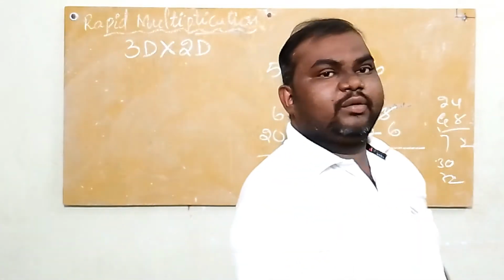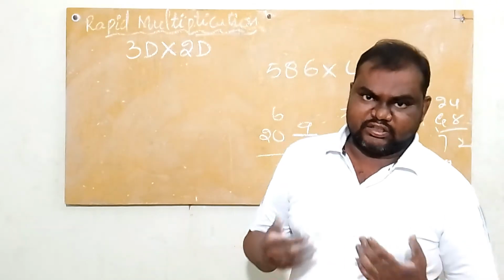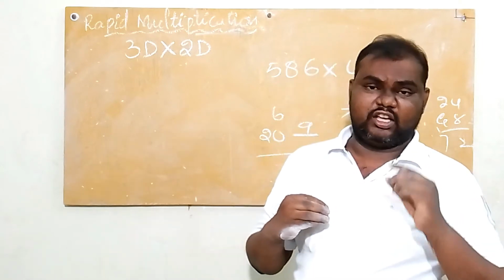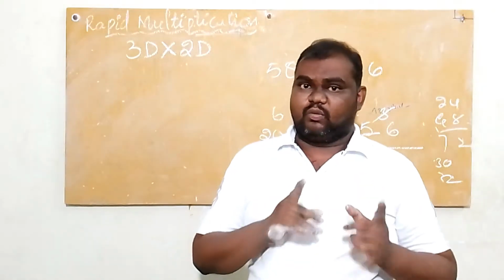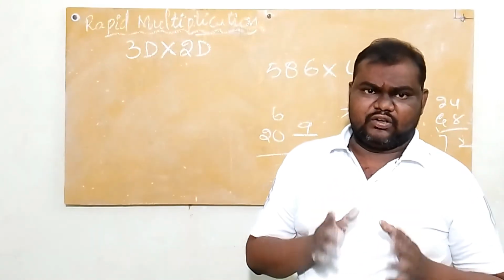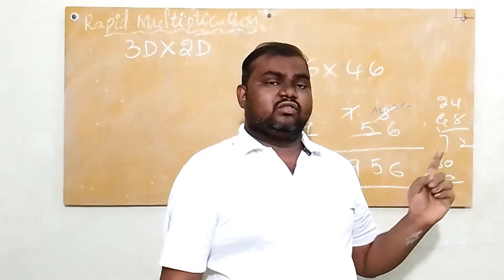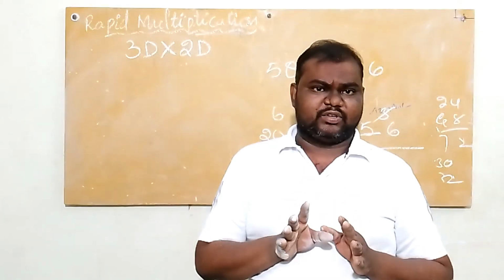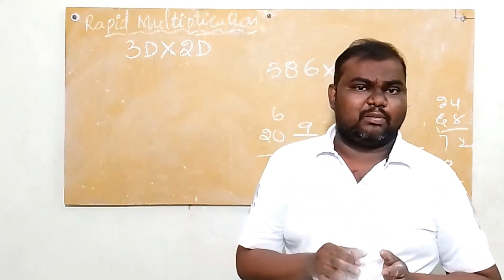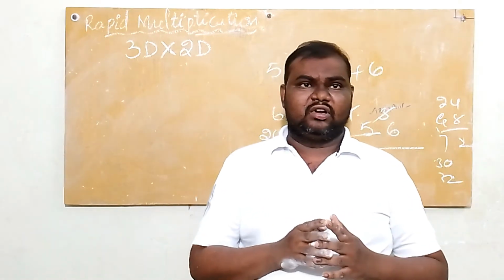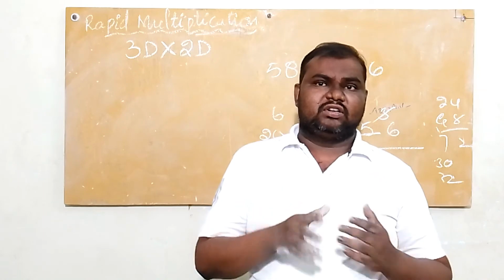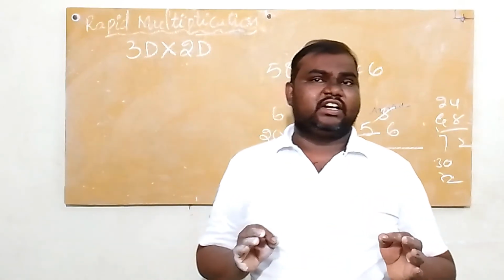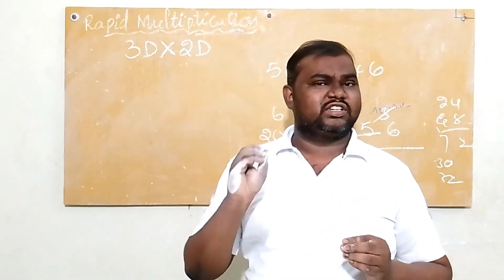So in this way we solve the problems whenever we get 3-digit by 2-digit. This is a very easy method. My duty is to make you understand the concept only. But what is your duty and responsibility? First of all, you have to understand the concept. Later on, practice a number of problems using this concept. While you are practicing, your accuracy and speed will increase. In competitive exams, speed, that means time, and accuracy are most important.